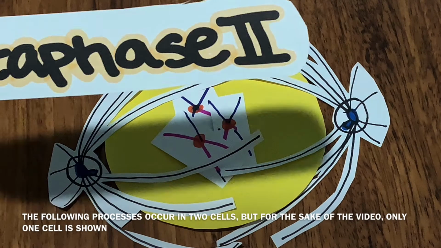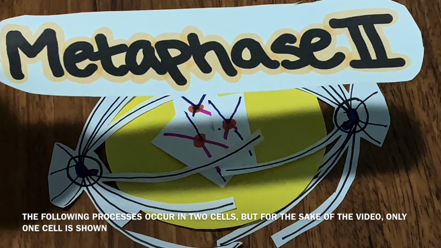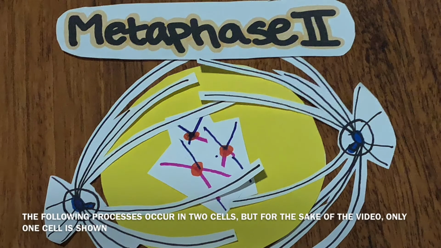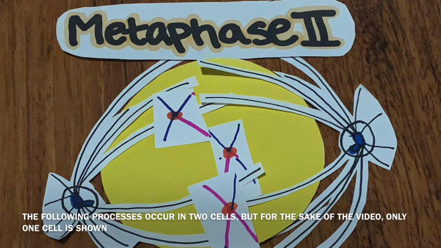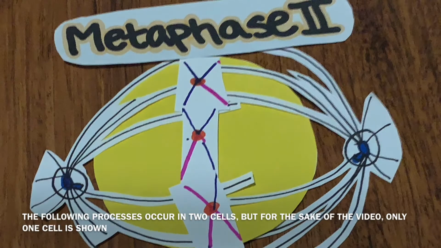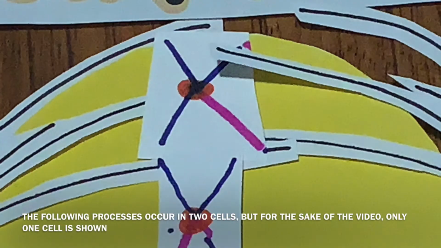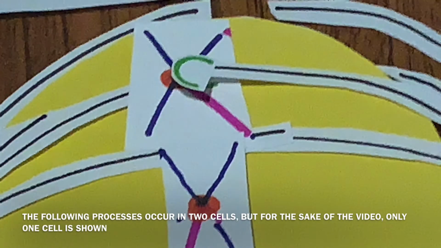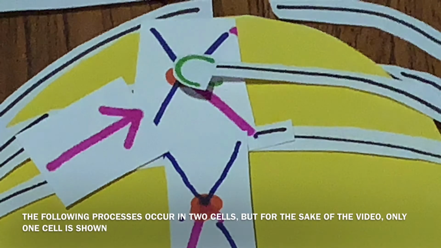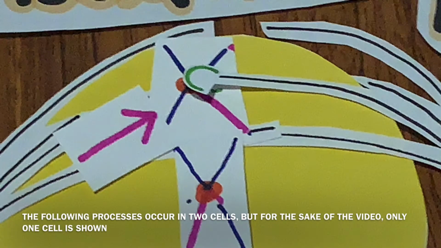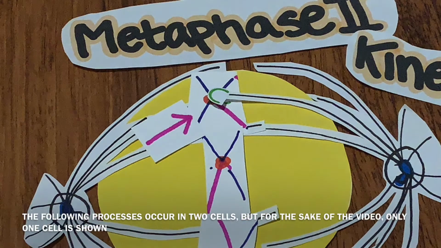Next, we arrive at metaphase 2, where once again the chromosomes line up along the metaphase plate, but this time it's the individual chromosomes that line up and not the homologous pairs. Aligning at the midline, this is known as independent assortment. Just as before, microtubules attach to each chromosome at the kinetochore of the centromere of the chromosome.